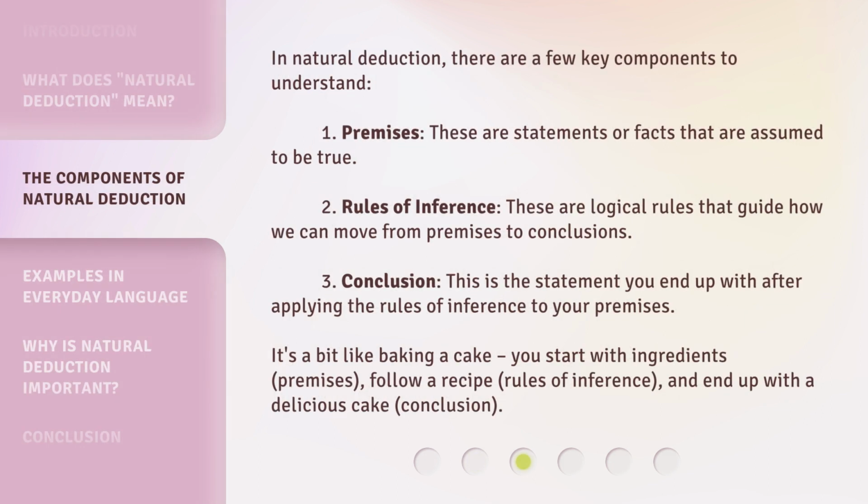In natural deduction, there are a few key components to understand. 1. Premises. These are statements or facts that are assumed to be true. 2. Rules of inference. These are logical rules that guide how we can move from premises to conclusions. 3. Conclusion. This is the statement you end up with after applying the rules of inference to your premises. It's a bit like baking a cake. You start with ingredients, premises, follow a recipe, rules of inference, and end up with a delicious cake, conclusion.